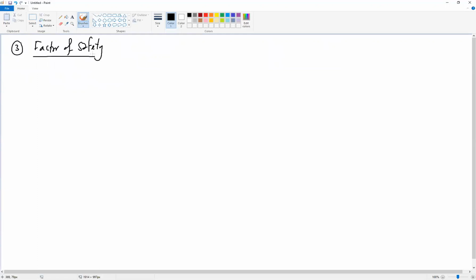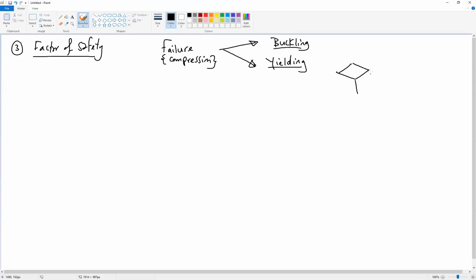Before proceeding to the factor of safety, the failure for this compression member may happen under two cases. It may happen due to buckling or yielding. Yielding means if we have a cross section or column like this and we apply load, maybe the stress, equal to the force divided by the area, is greater than the yield stress. This means that this area is not sufficient to carry the load, so the column may fail under yielding. But if the area is sufficient, the possibility will be to fail due to buckling.